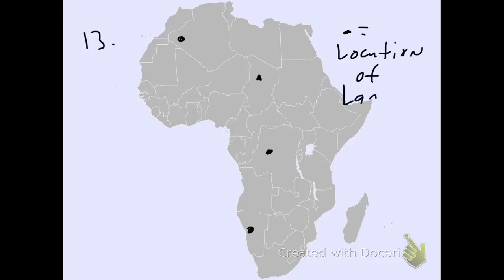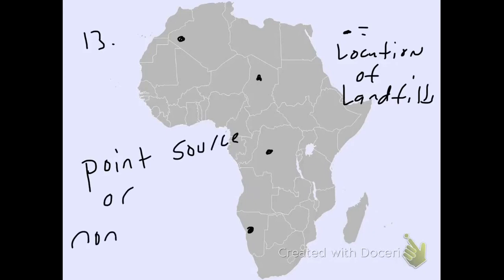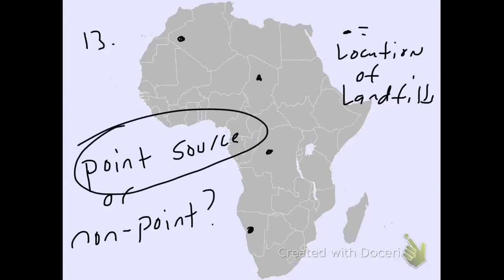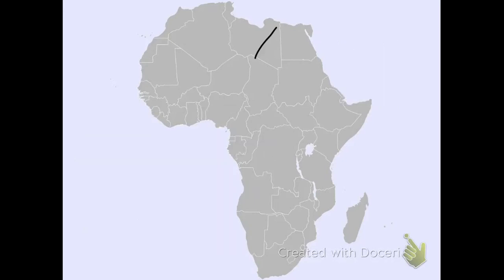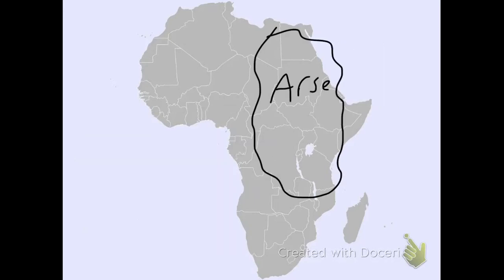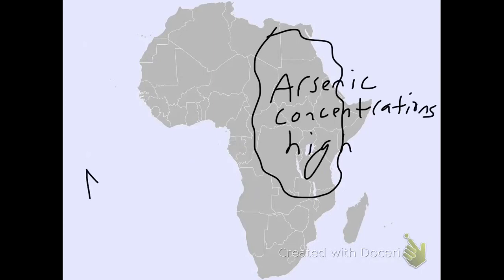So now in question number 13, I've chosen to arbitrarily take you to the continent of Africa. And the dots that I've drawn here are the locations of landfills. So could landfills potentially be considered a point source pollutant or a non-point source pollution? Okay, these are point source because you can trace their pollution back to specific places. What if I told you that this entire region of Africa is loaded with arsenic? The arsenic concentrations are extremely high in this area. So now what would you say? Point source or non-point source?